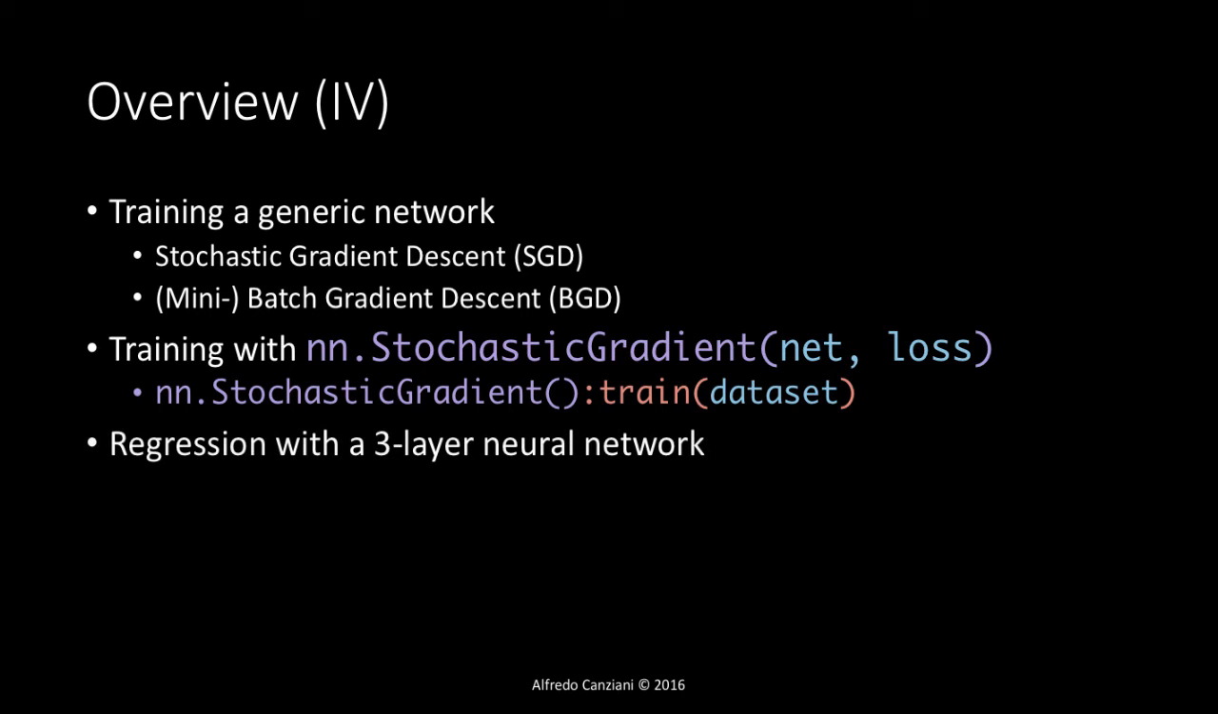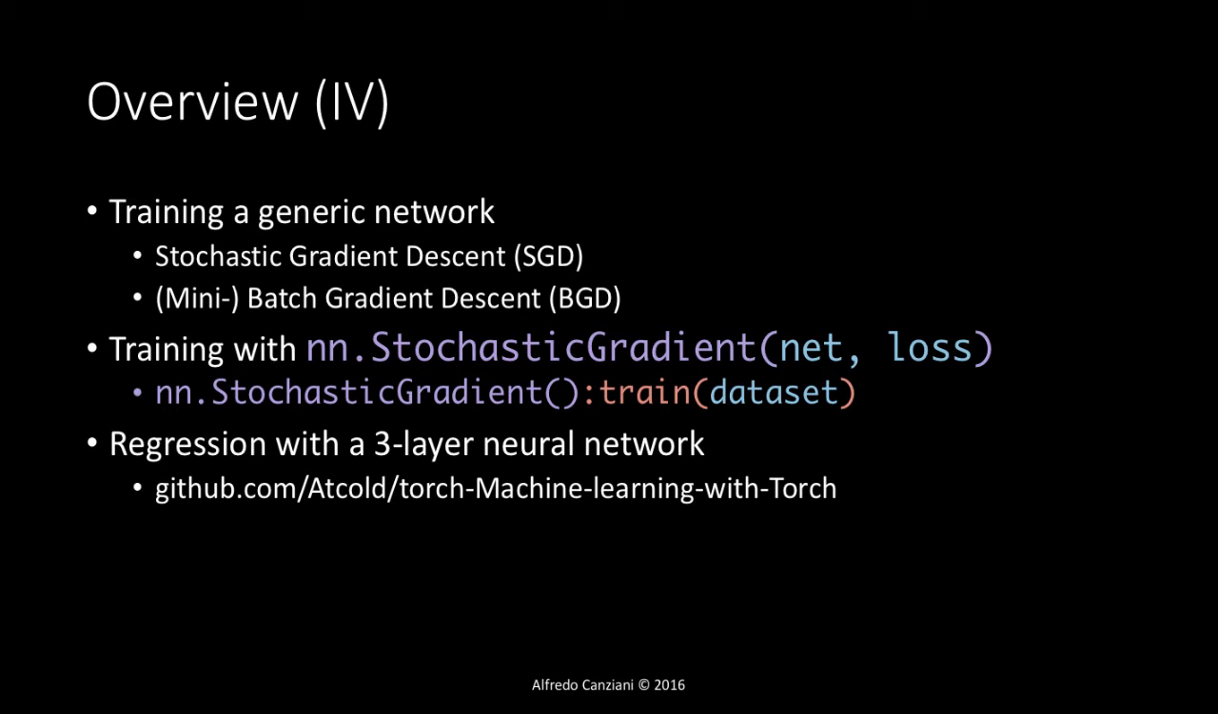As a last point, we will see how to perform a regression task with a three-layer neural network: input, a hidden layer of three neurons, and just one output neuron. We will see this one at the following address: github.com/etcol, my username, Torch, machine learning with Torch.